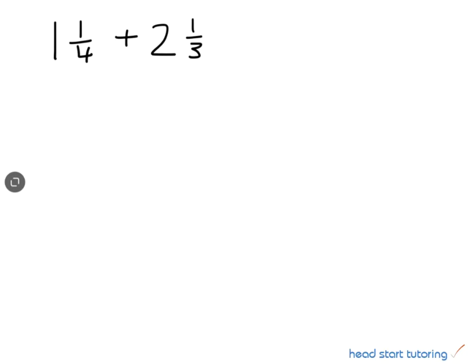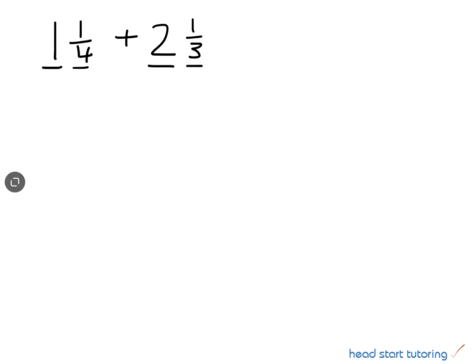When we are adding or subtracting mixed numbers, it's best for us to convert our mixed numbers into improper fractions before we add or subtract. So when we are adding, we can actually first add our whole numbers and then add our fractions. But because we cannot really do that when we are subtracting, we can do it, but it gets much more complicated. So it's much better for us to just convert all our mixed numbers into improper fractions before we do any of our calculations.